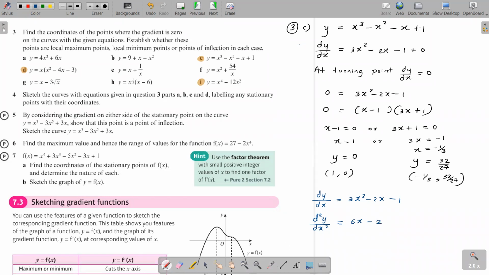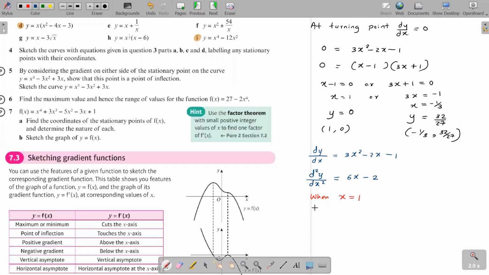Now you can see this time your second derivative comes in terms of an x. Because there are two x points on your curve, you need to replace each x value and check whether your second derivative is positive or negative. So when x equals 1, the second derivative d square y by dx square becomes 6 times 1 minus 2. 6 times 1 is 6, 6 minus 2 is 4. The second derivative is 4, which is greater than 0. It's positive.